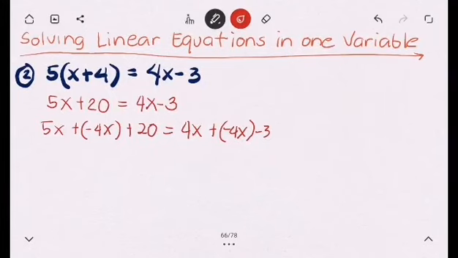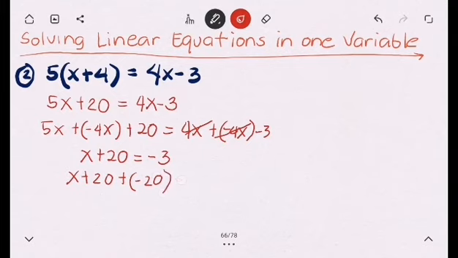Okay, so simplify natin. So 5x plus negative 4x, we have x plus 20. So this will be cancelled. So that's why nag-add tayo negative 4x para malipat siya sa left side. So matitira sa right side is negative 3. Okay, so another thing, we have to isolate yung ating variable. So that's why on this part, gagamit ulit tayong addition property of equality. Mag-a-add naman tayo this time ng negative 20 both side.